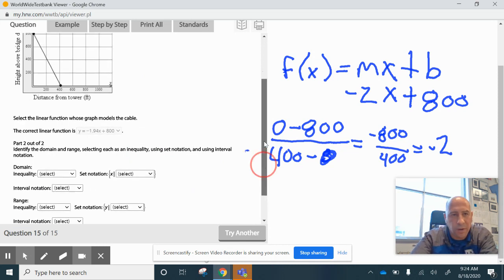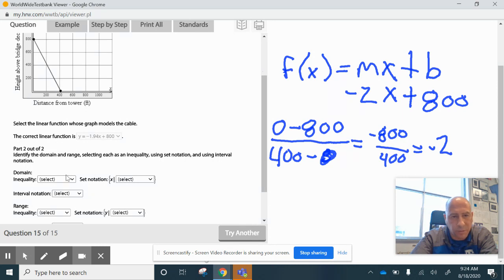All right, part 2, identify the domain and range. Domain is between 0 and 400. So they're saying that that's actually 412. Why you would do that, I don't understand. Not just make it 400, but it is what it is, I guess. And remember, inequality and set notation is the same thing. So between 0 and 412. Interval notation, it's included, so that's bracket 0, bracket 412.